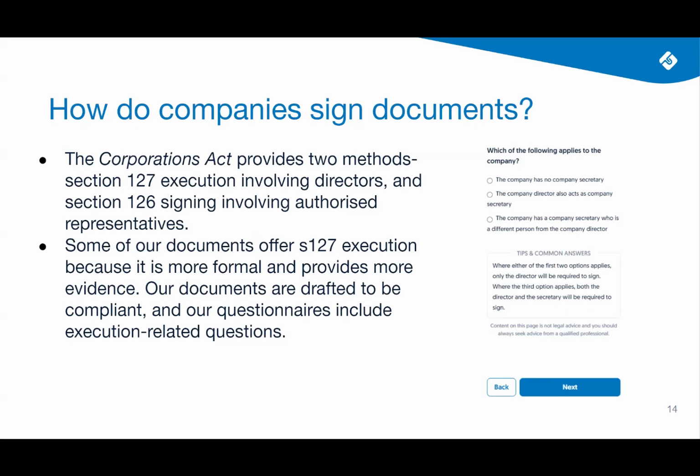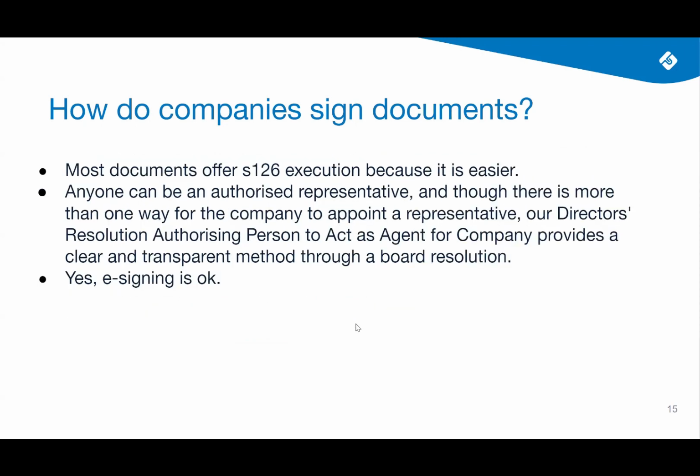Now, this is opposed to Section 126 signing, which I will explain in a moment. And Section 127 is often preferred because it is more formal and provides more evidence. It requires more people to have had their hands on the document. And so the corporate party can't then deny that they were the ones who signed the document. So when you see a question like this, it means that our document is drafted to be compliant to Section 127.